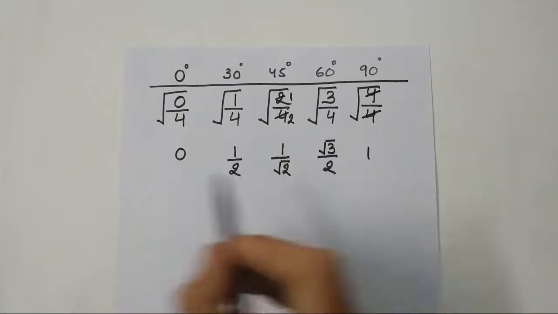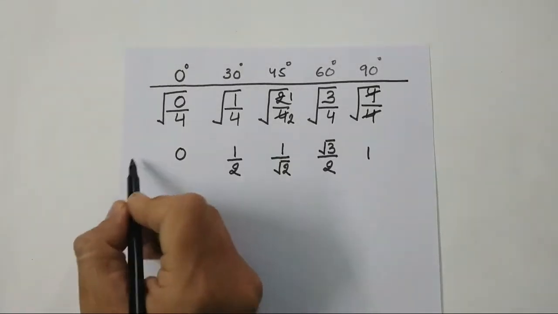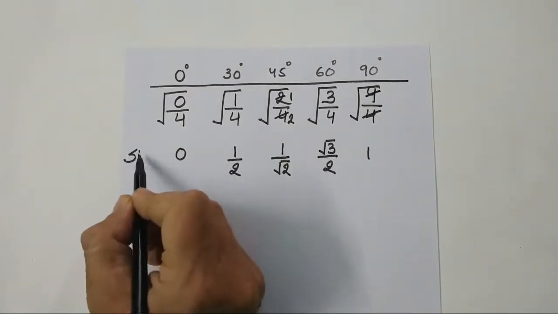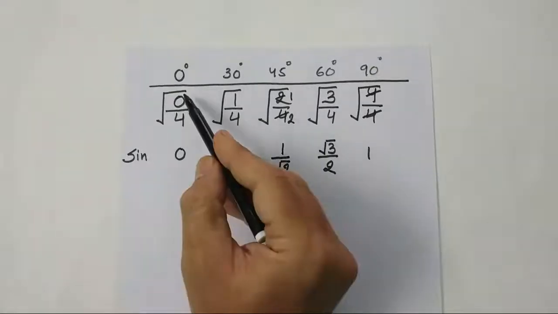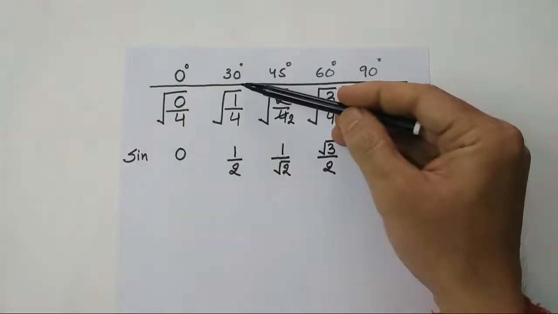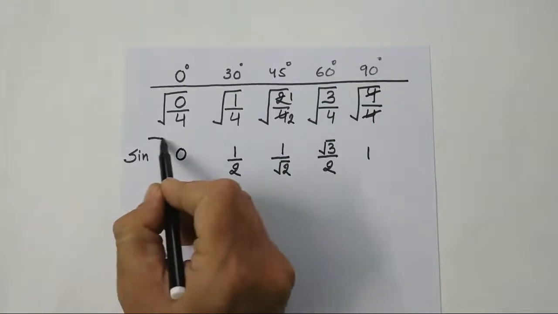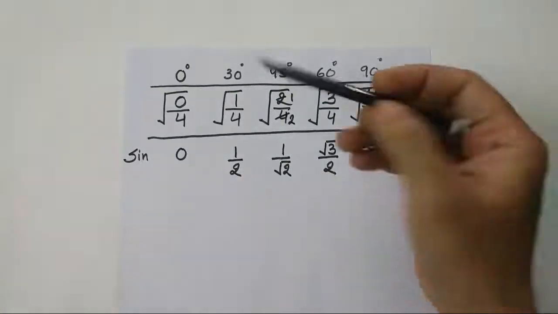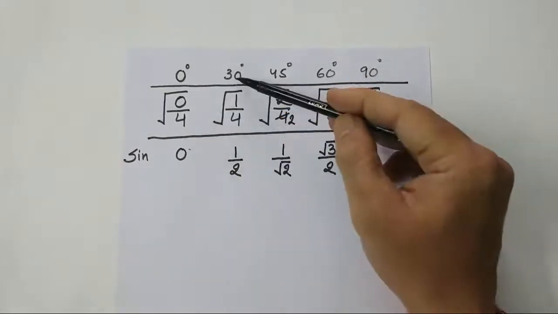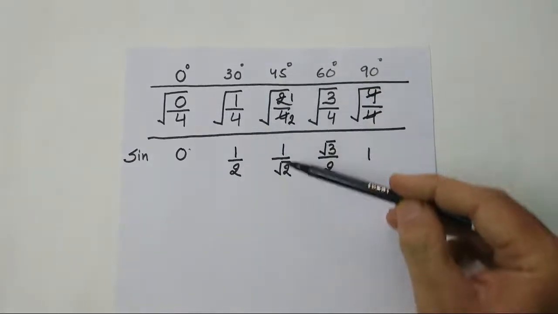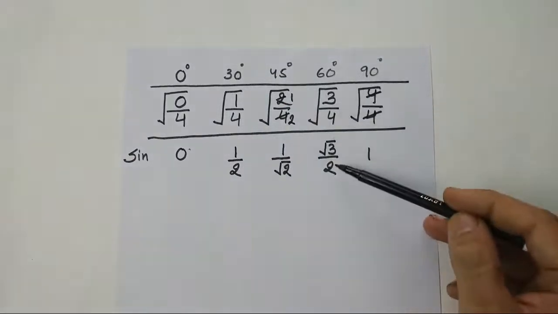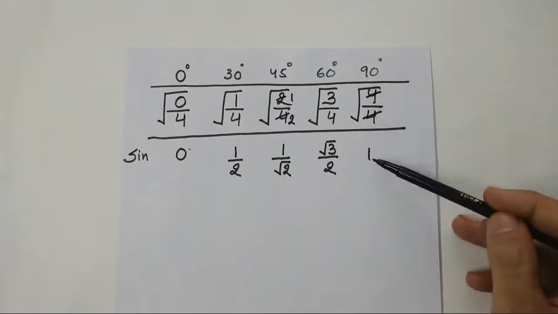So this is the answer for sine. You write here sine. Sine of 0 is 0. Sine of 30 is half. Sine 45 is 1 by root 2. Sine 60 is root 3 by 2. Sine 90 is 1. Got it?